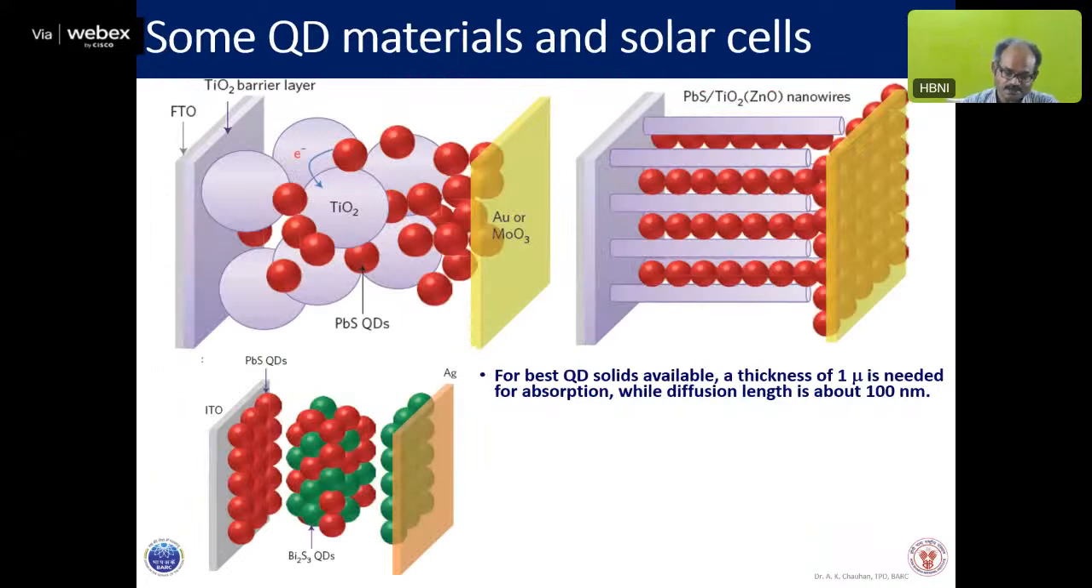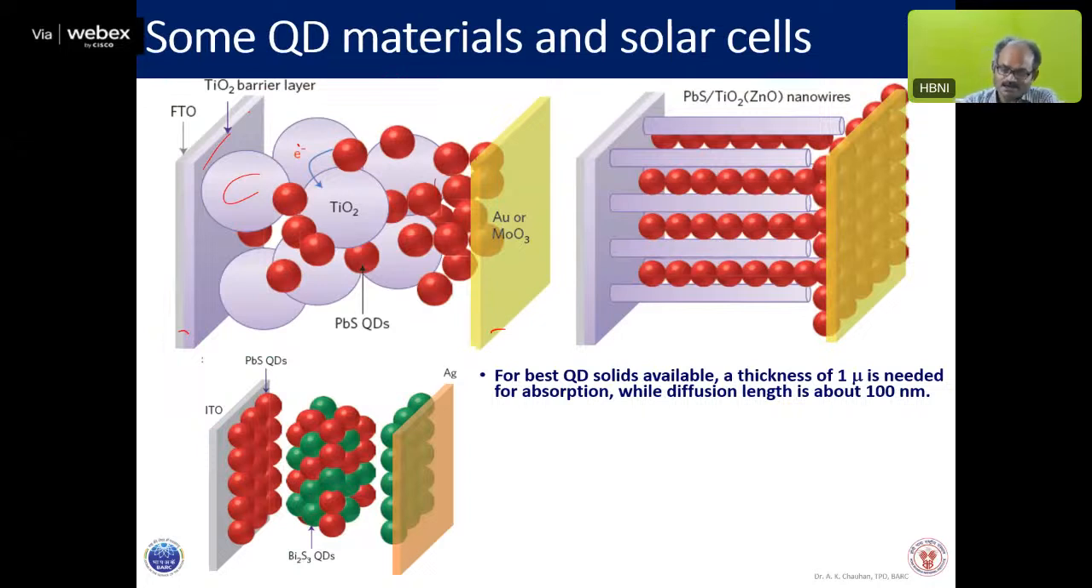Otherwise the structure is similar. You have FTO, you have a TiO2 barrier, then you have TiO2, and over that you deposit, in place of the dyes we deposited earlier, and then perovskite materials, now quantum dots. These materials will also change depending upon the level, so it will not necessarily be the same.